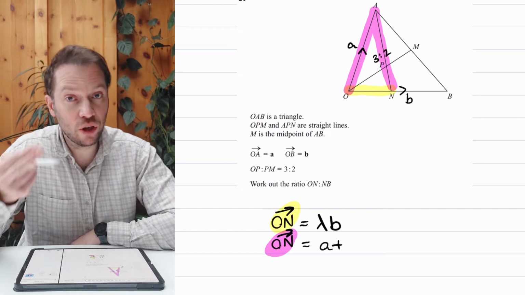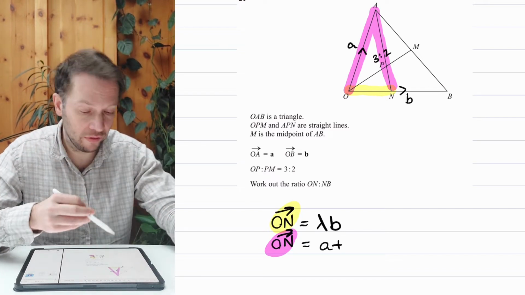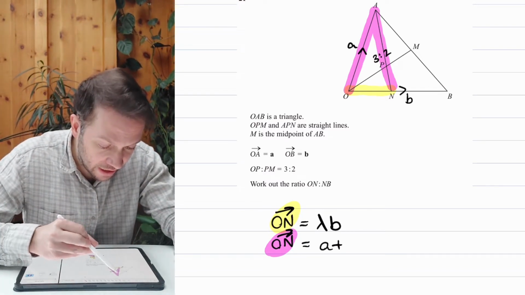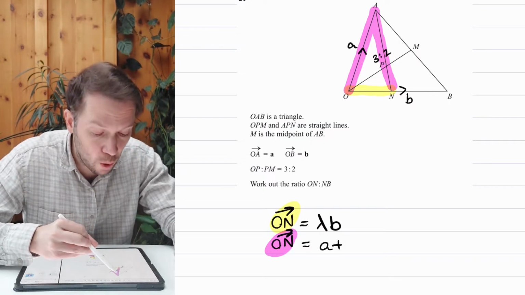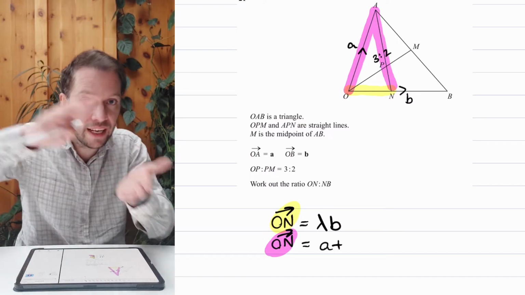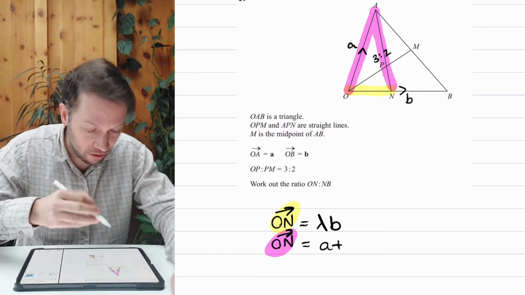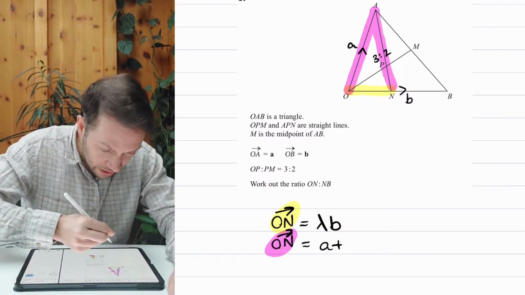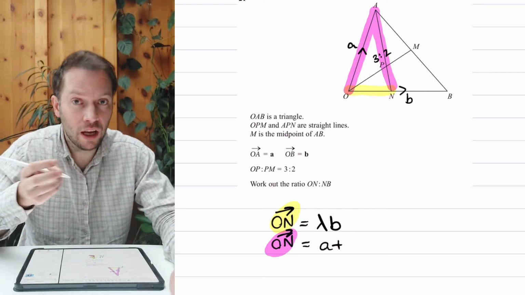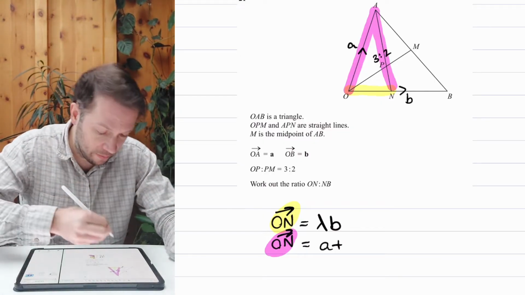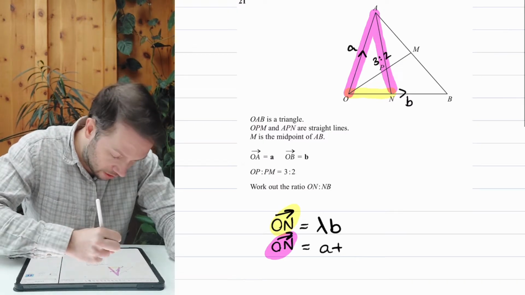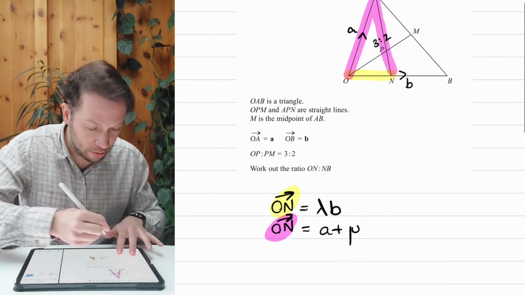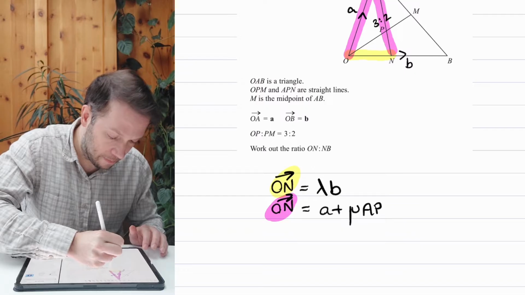Remember, if two vectors are parallel, one is a multiple of the other. So AP is parallel to AN. So we can say that AN is just some multiple of AP. It's just scaling it in the same direction, it's just making it longer. So let's do that. So we've got a plus some multiple of, we're going to have to introduce some algebraic constant, we don't know, let's call it mu. So mu is just a Greek letter, some multiple of AP.